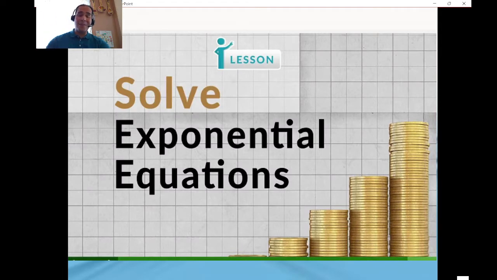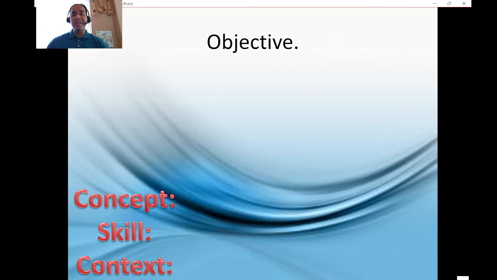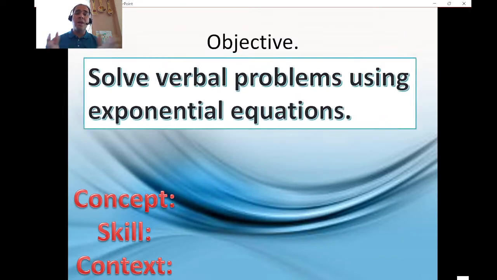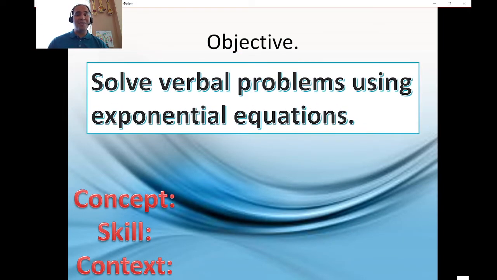This is a lesson from Edusary, which is the website associated with the book EDI, Explicit Direct Instruction. We're taking a look at this objective: solve verbal problems using exponential equations. Let's step away from closure for a second. When we write an objective, there are three parts: concept, skill, and context. Before I show you, think about them. What is the concept? What is the skill? And what is the context in this objective?